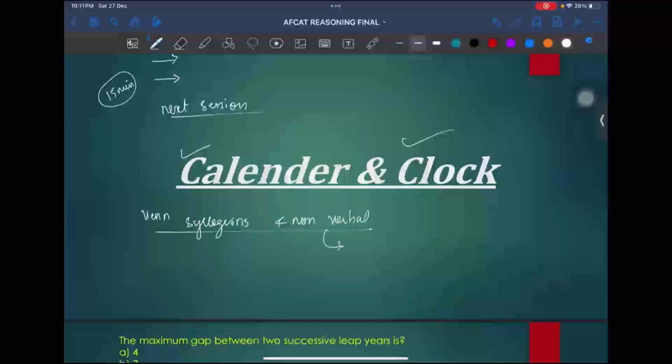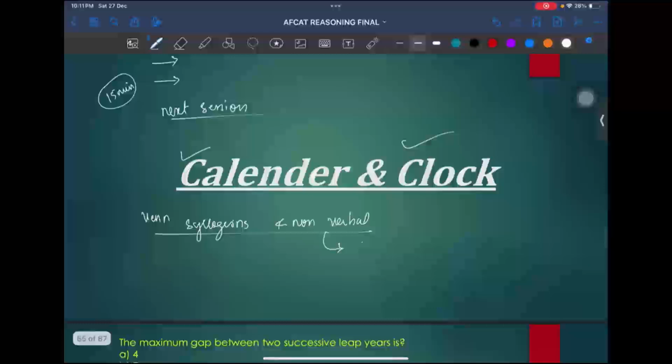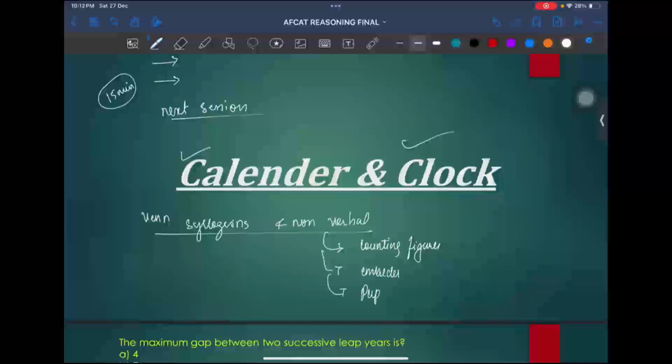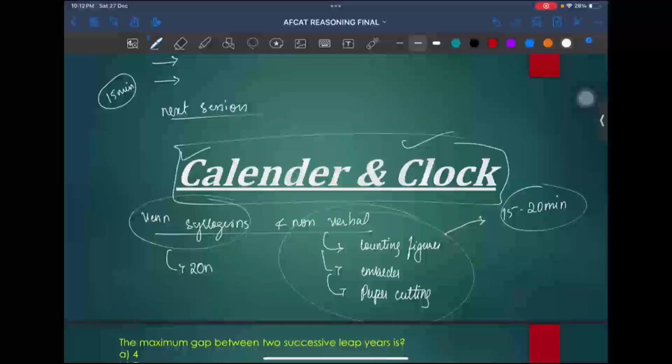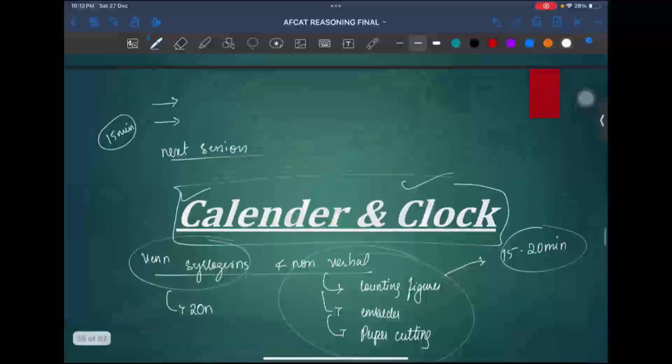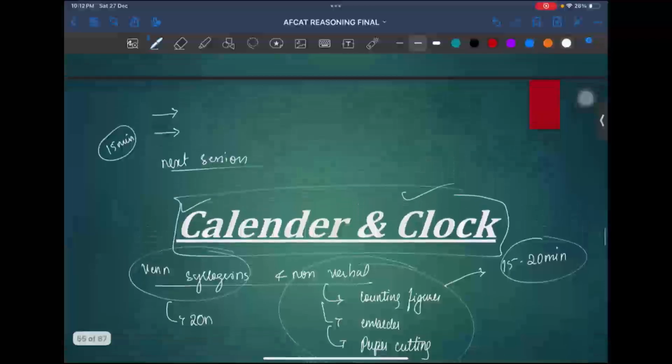Non-verbal in the sense, we'll be trying to solve counting figures, embedded figures, paper cutting and folding. This will not consume much of your time. It may take maximum 15 to 20 minutes. I'll take around 20 minutes to solve these questions, and I'll bring in different types of questions from calendar and clock and try to solve them in the next sessions, according to your schedule.